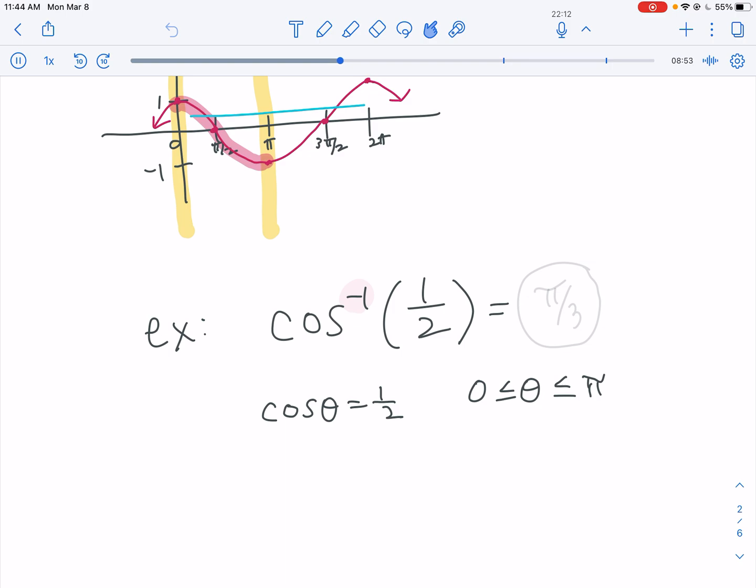So you look at your unit circle, you're only looking at quadrant 1 and quadrant 2, where your x-coordinate would be positive 1/2. And where is that? Where is that?